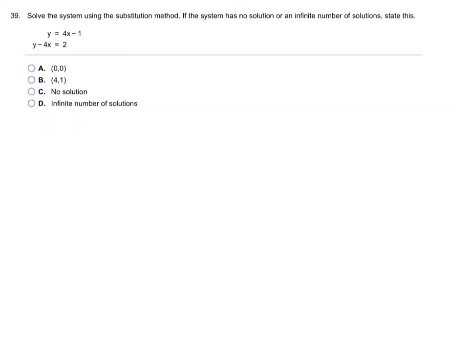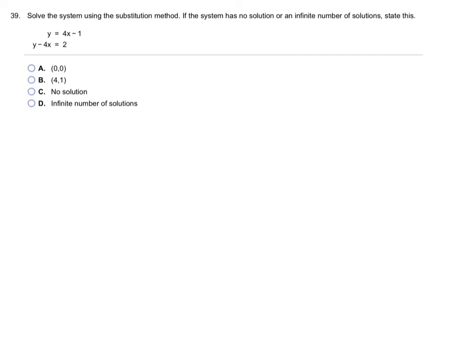Question 39. Solve the system using the substitution method. If the system has no solution or an infinite number of solutions, state this. We have two equations and we want to use the substitution method. The substitution method tells us to solve one equation for a variable and then take that expression and plug it in for the variable in the second equation.